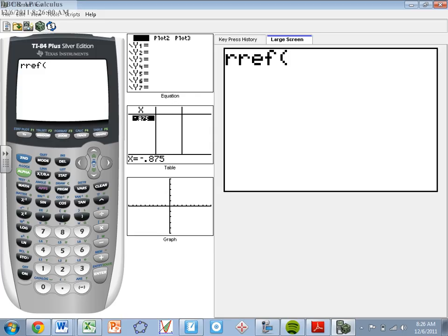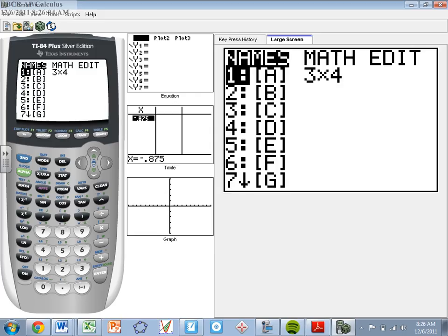So wherever you input that matrix, go back to second matrix. We input into A. So if you input into B, you have to go down and hit enter. But we input into A. So just hit enter. Again, we're not editing anymore.